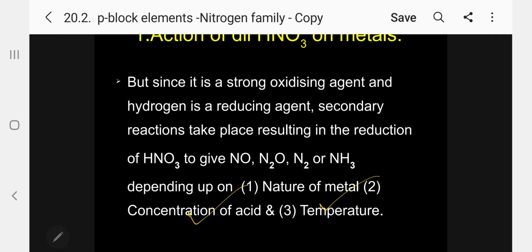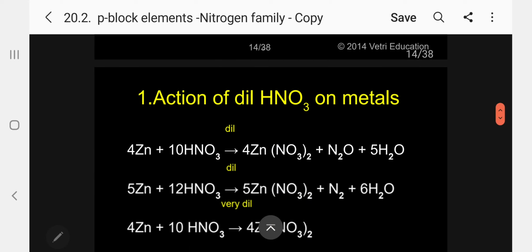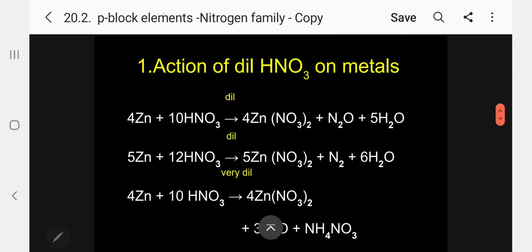So depending upon the nature of the metal, the concentration of the acid and the temperature, the hydrogen produced first reacts with nitric acid in a second reaction to produce NO, N2O, N2 or ammonia. Let me explain a few examples, kindly follow.